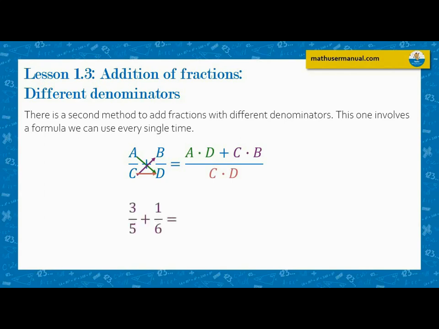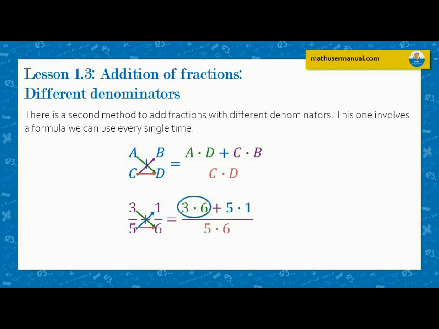But let's put it into practice. 3 over 5 plus 1 over 6. We did this one in the previous part of the video, so let's put it into practice with this formula. First, multiply the denominators together. That's 5 times 6, and that goes on the denominator. Then we go across, 3 times 6. We have a plus sign. This is an addition of fractions, so we write the plus sign. And then 5 times 1, another across, so cross multiplication.